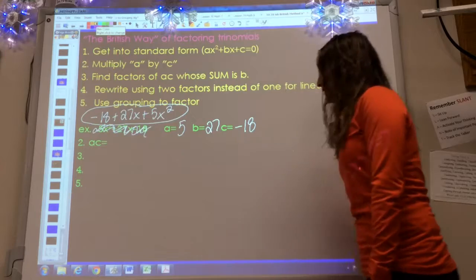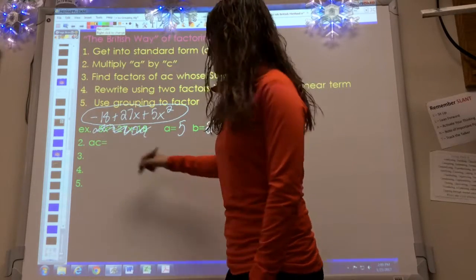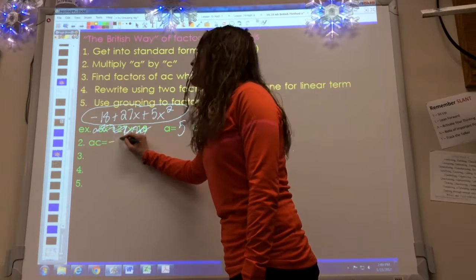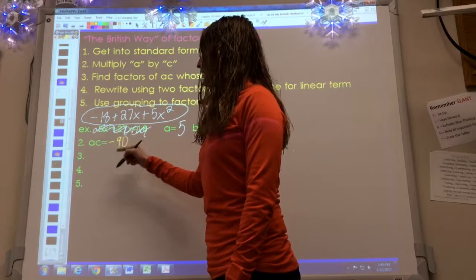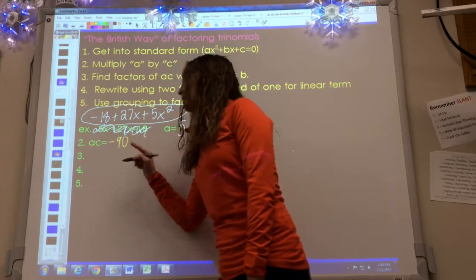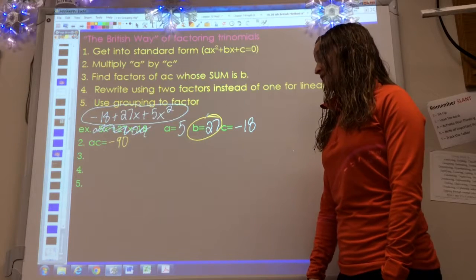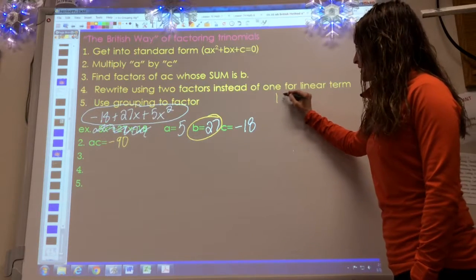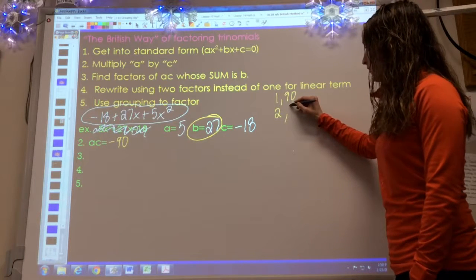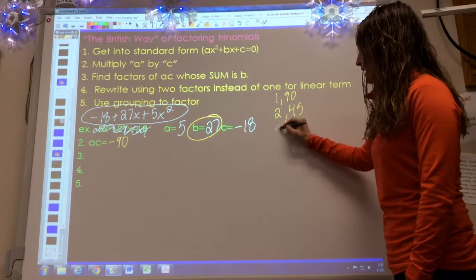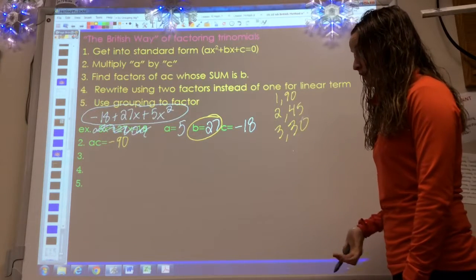Just see that we are getting it. Our next step would be AC. AC, 5 times negative 18 would be negative 90. Wonderful. And then we look at factors of negative 90 that add up to what number? And as hard as that may seem, you're going to find it pretty simply. 1 and 90, 2 goes into it. 45, 3 goes into it. 30. Do we have to keep going?